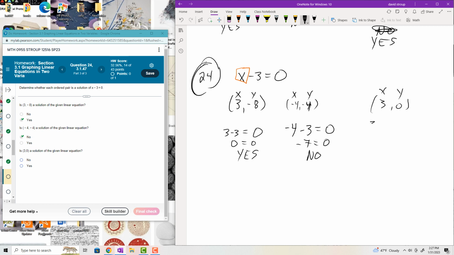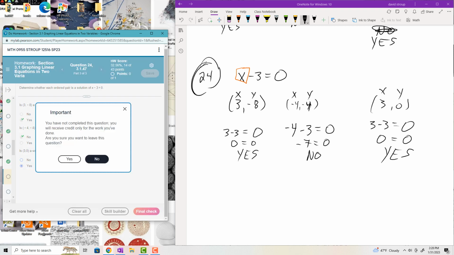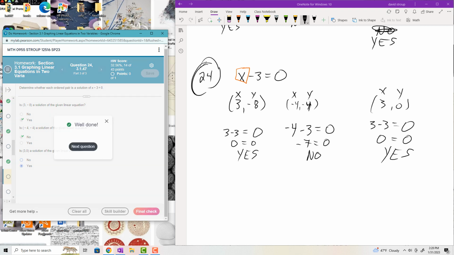So you're plugging 3 in for x. 3 minus 3 is 0. So yeah, that one works. So pretty much anything with the first coordinate being 3 would work there. Okay. Oh, I'm not done. No, I didn't check it.